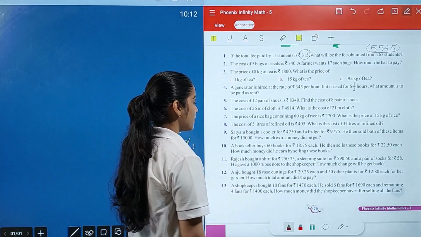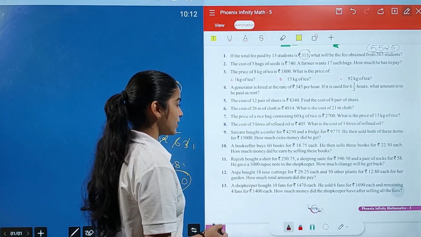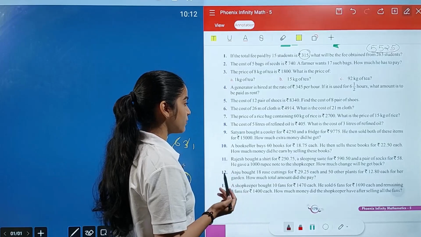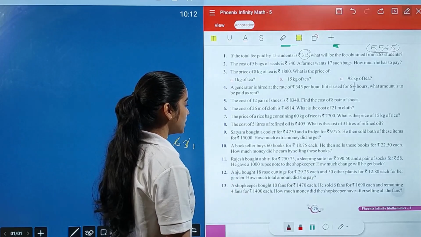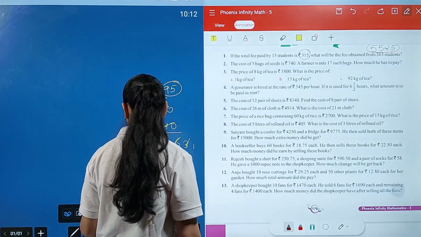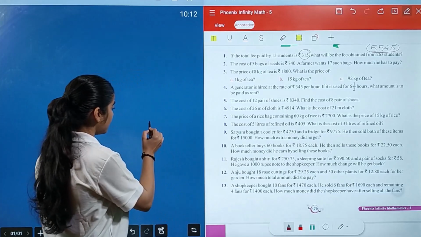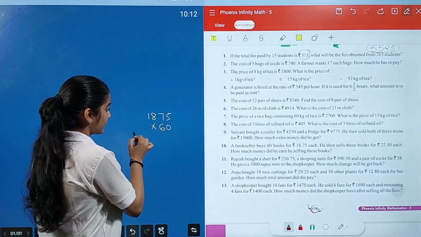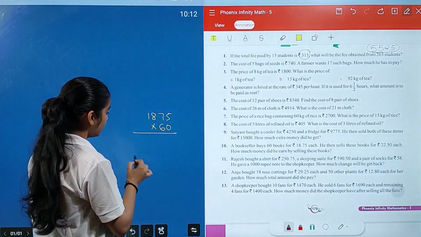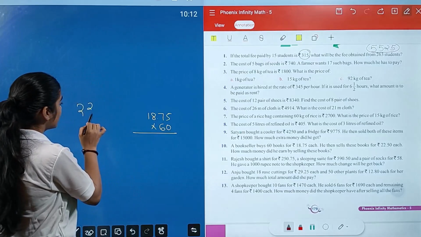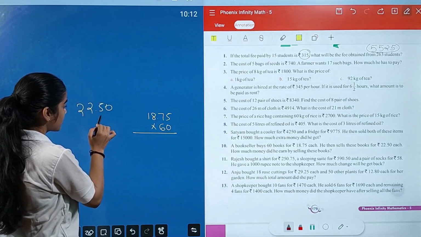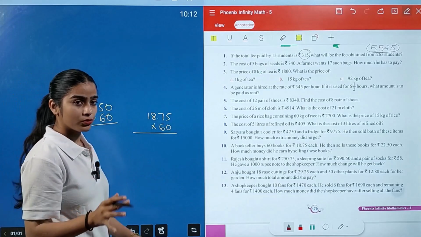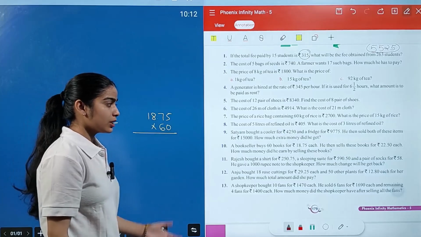Now, a bookseller buys 60 books for 18.75 each. He then sells these books for 22.50 each. How much money did he earn by selling these books? So first we have to multiply 18.75 by 60. Then you have to multiply 22.50 by 60. And after this you subtract the product of both of them and you will get your profit.